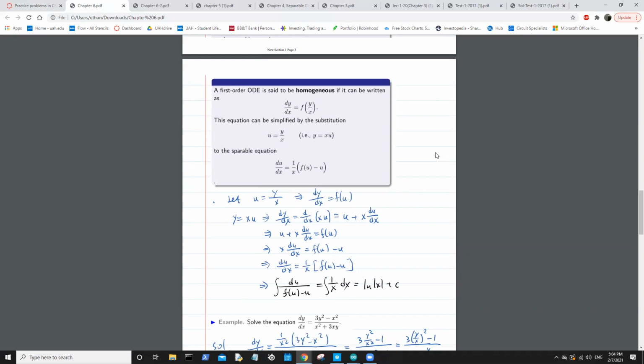Now the question is, what the heck are we substituting for? It says the simplest case is y over x as your function definition.